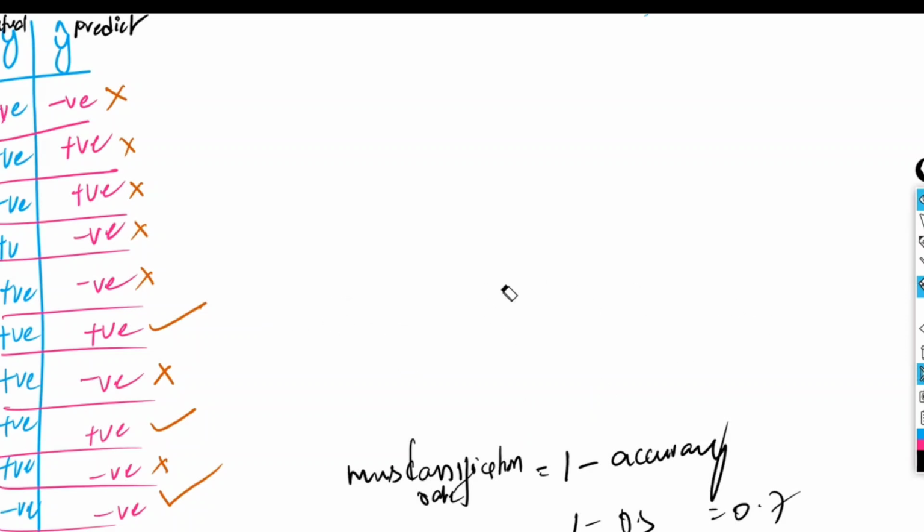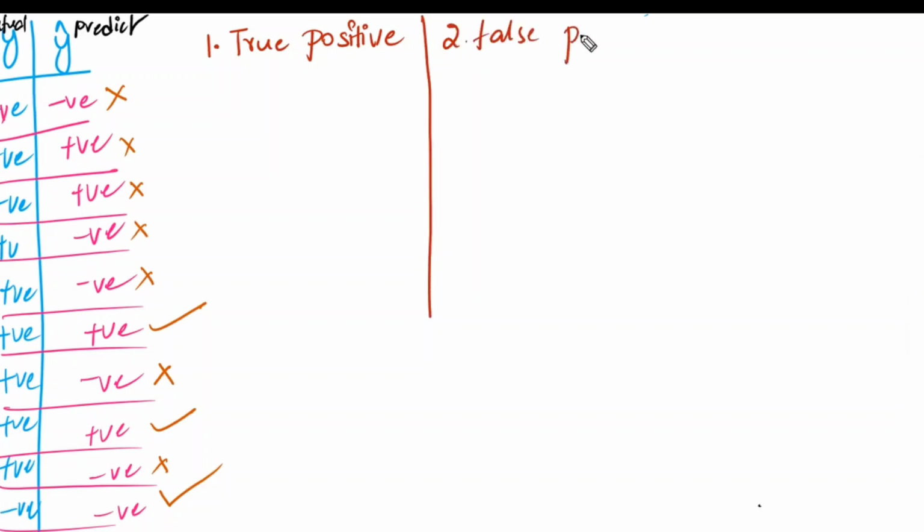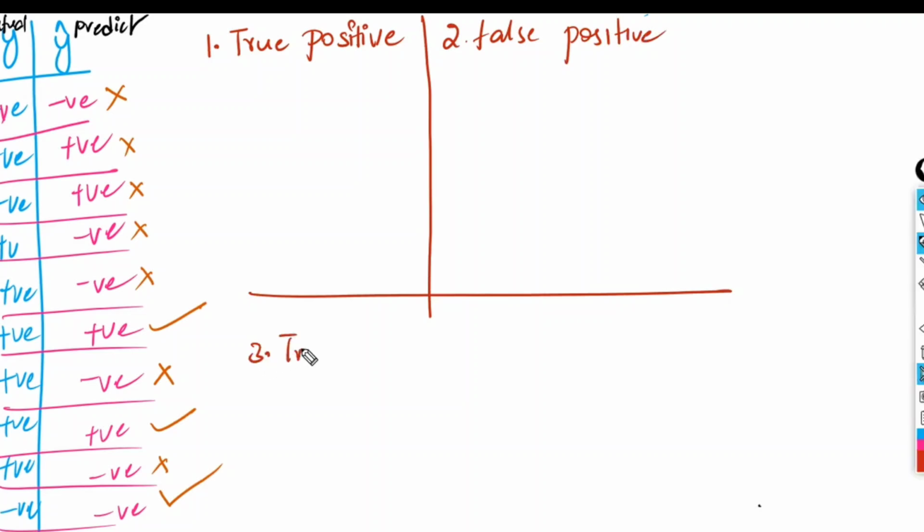So accuracy and misclassification is completed, right? Now don't write anything again. Now we are going to discuss the first one. The first one is called true positive. Don't write, just focus. It will be dead easy. The second one is false positive. The third one is true negative. Next, false negative.